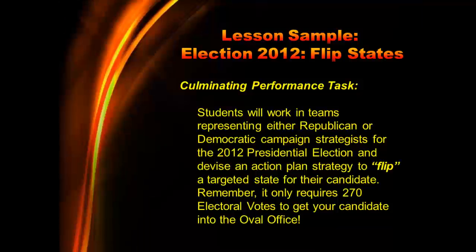Another example of a lesson would be this culminating performance task. Students will work in teams representing either the Republican or Democratic campaign strategists for the 2012 presidential election and devise an action plan strategy to flip a targeted state for their candidate. Remember, it only requires 270 electoral votes to get your candidate into the Oval Office.